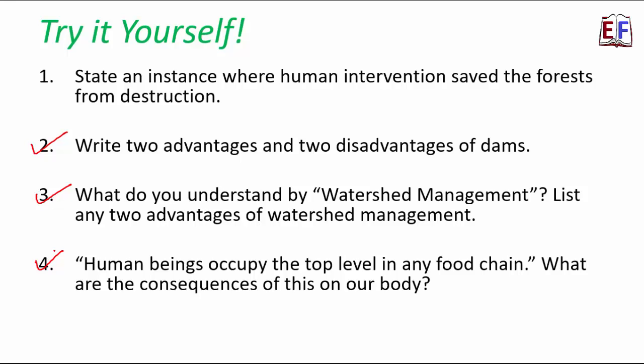Now, as I stated, these days, like in the recent years, we notice that we get 3 markers as well from this lesson. So this is an example of a 3 marker where you have 3 little parts in one question and you get 1 mark for each. For example, what do you understand by watershed management? List any 2 advantages, right? So these type of questions might also come.